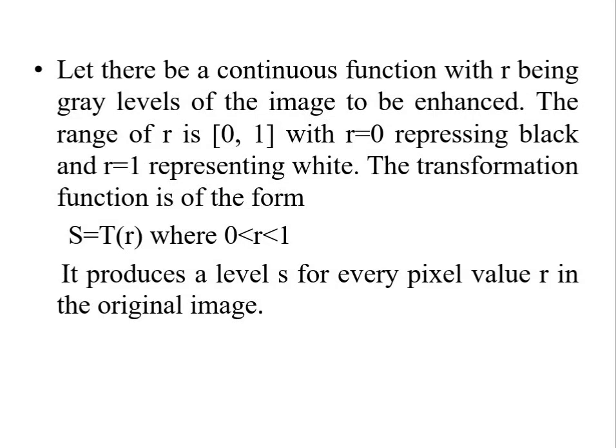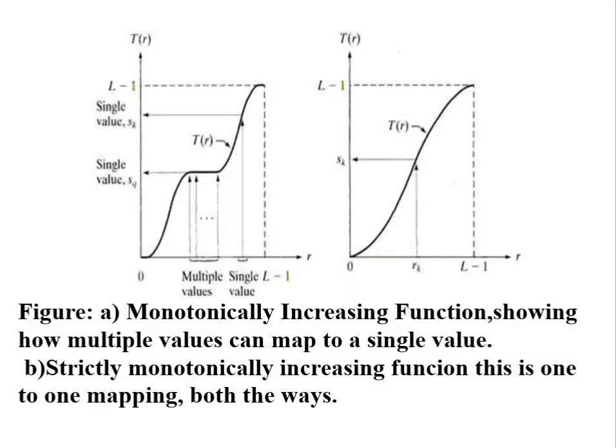Let us consider again a range of r from 0 to 1, with r equal to 0 representing black and r equal to 1 representing white. The transformation function is of the form s equals T of r, where r lies from 0 to 1. It produces a level s for every pixel value r in the original image. This figure shows a monotonically increasing function, showing how multiple values can map to a single value. Figure A is showing a monotonically increasing function, and figure B is showing a strictly monotonically increasing function. This is a 1-to-1 mapping both ways.